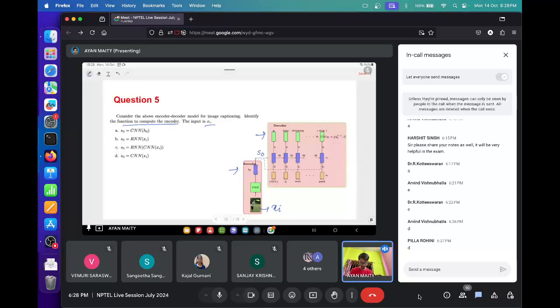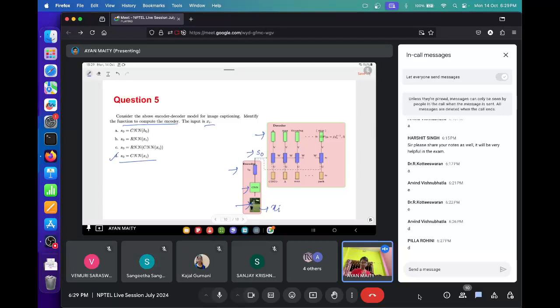The correct answer is option D. S0 equals CNN of XI. As you can see, this is for image captioning, so the input is only one image. XI is the image input, and this goes as input to the CNN layer. The output of the CNN would be CNN of XI, and that goes as S0 to the decoder RNN. So S0 equals CNN of XI.